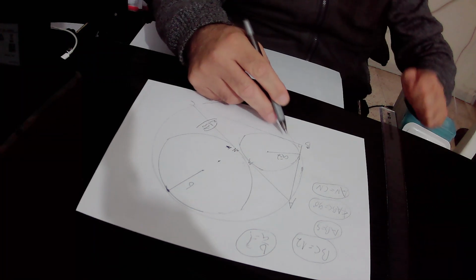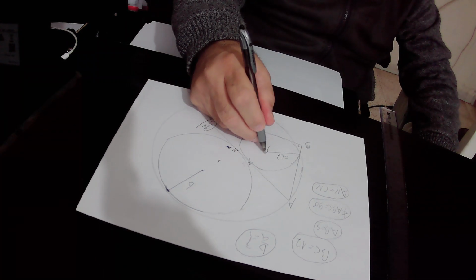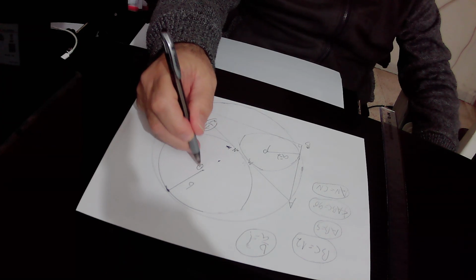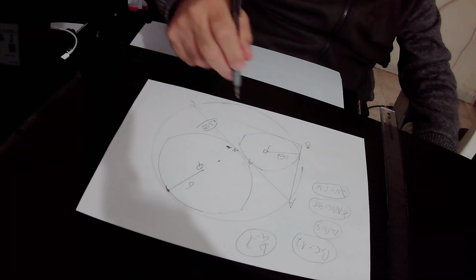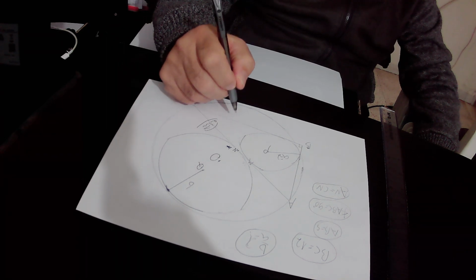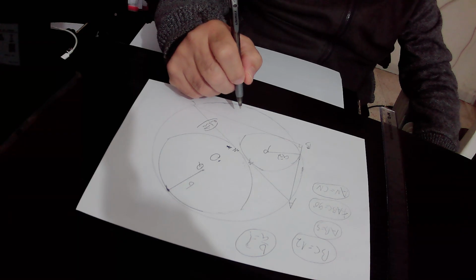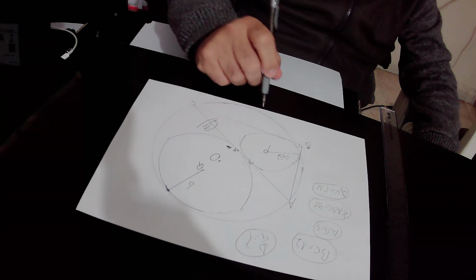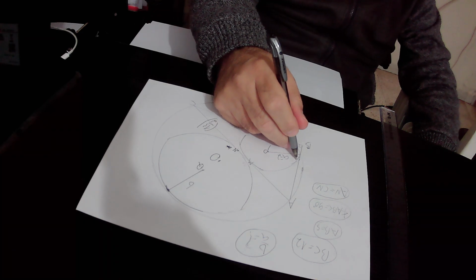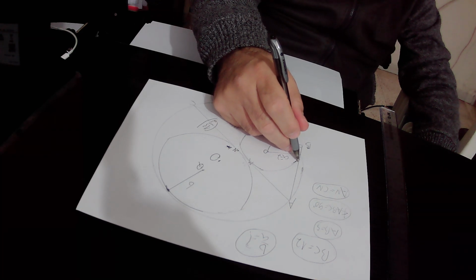In the next step, we define the center of this circle as P. We define the center of this circle as Q. And finally, we define the center of the bigger circle. This point is O. We define the point of tangency of tangent AB with this circle as T.